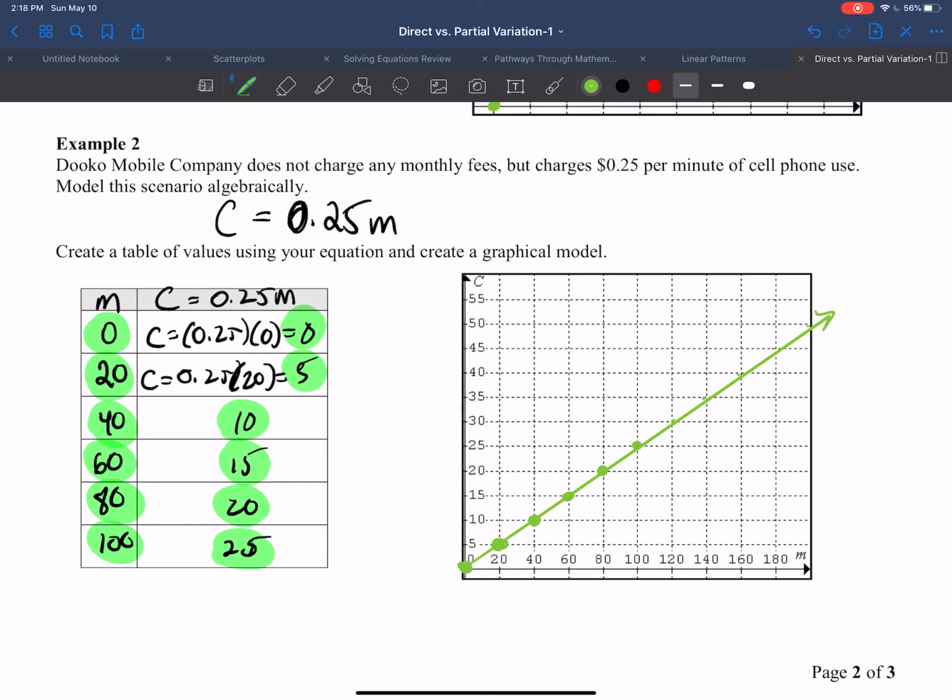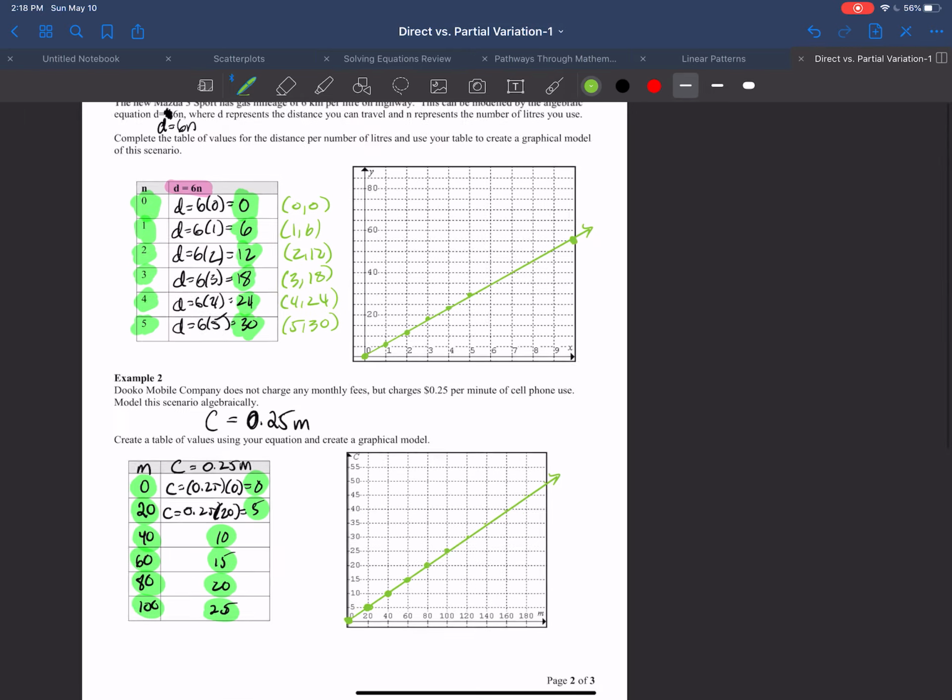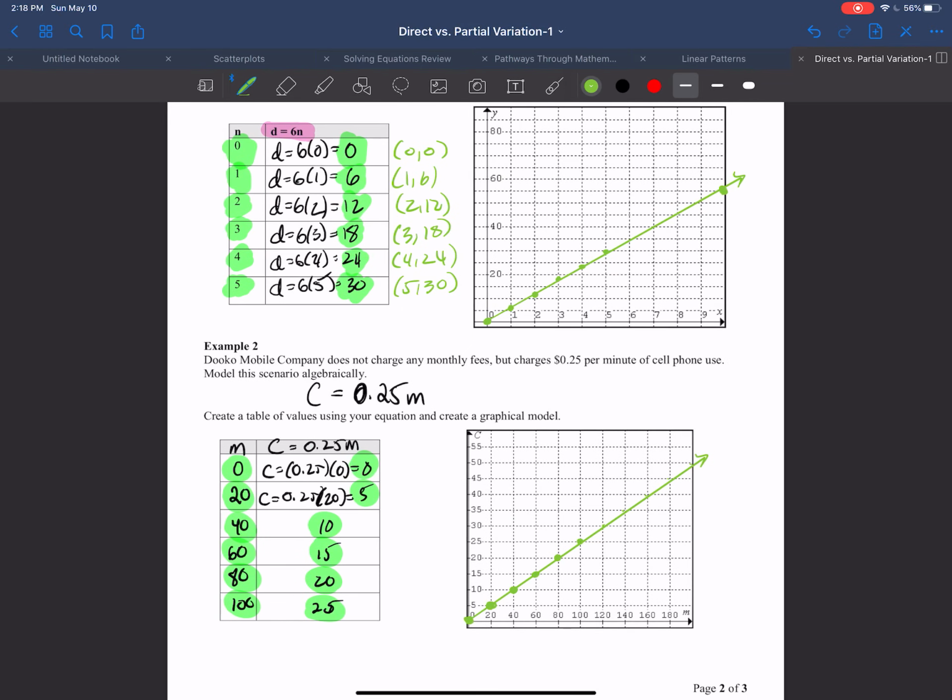Okay, so let's look at the similarities between these two examples. One is the equation. If I look at the equation for both of them, I have a rate of change, and that's it. No initial value, just the rate of change. And I'm not adding or subtracting anything in the equation. That's an equation that would be direct variation.